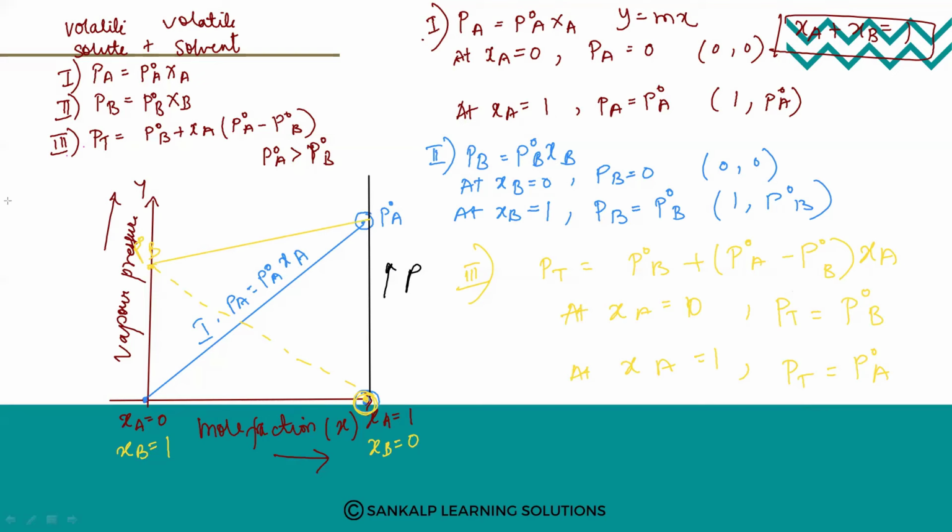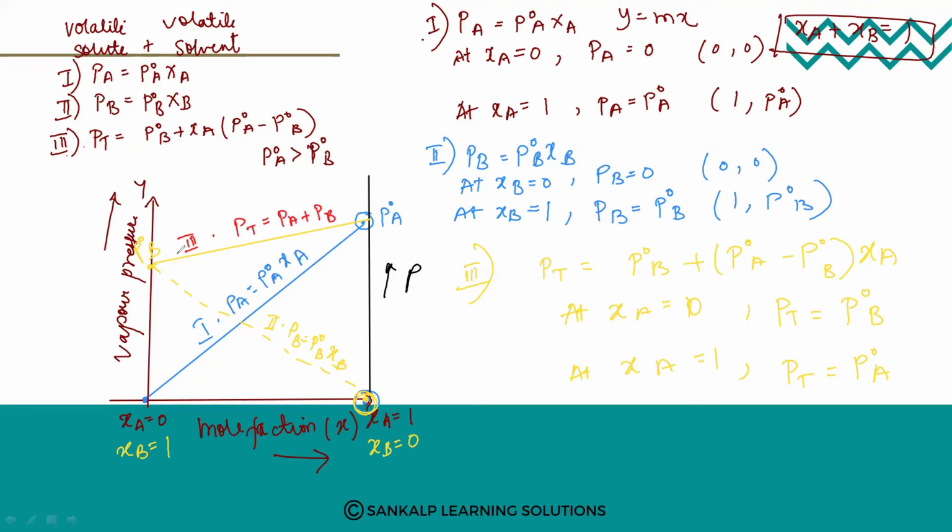So I'll write it here. This is Raoult's law. This is the first one, PA is equals to P naught of A into psi of A. This is the second one, for PB is equals to P naught of B into psi of B. And the third one is for PT is equals to PA plus PB. So this is your Raoult's law.